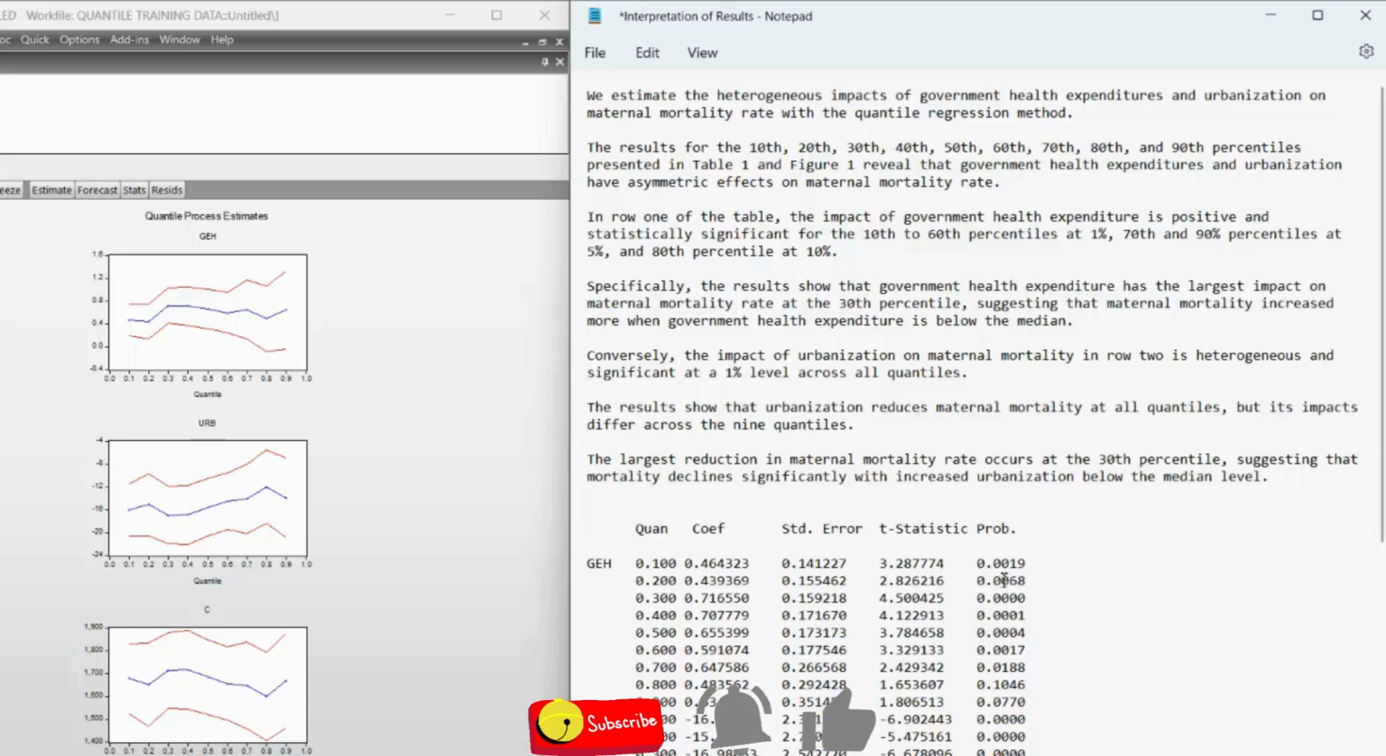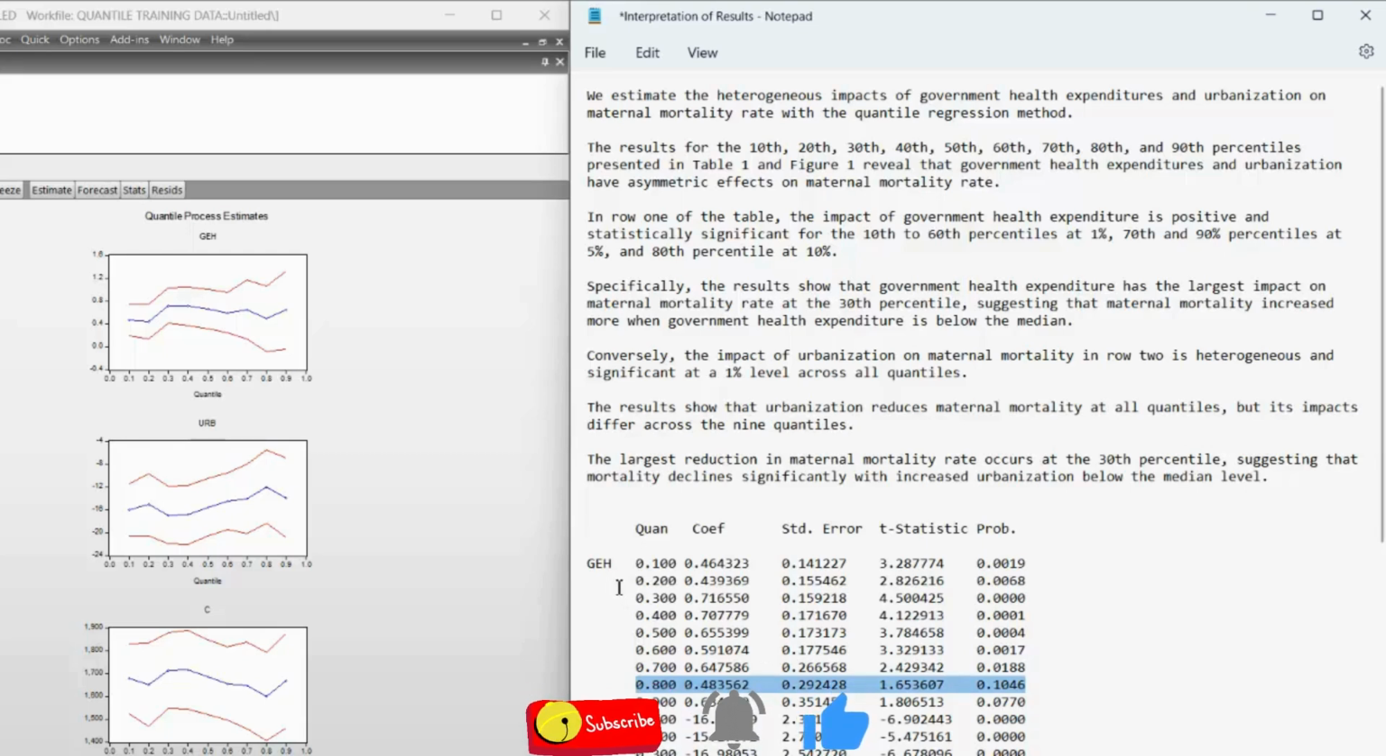So looking at the results, you can see that the results of all the quantiles are significant. This is the highest, which is significant at 10%. But let's use 1%. So if you are using 1%, this particular one is not significant. If our significance level is 1%, then this 80th quantile is not significant.